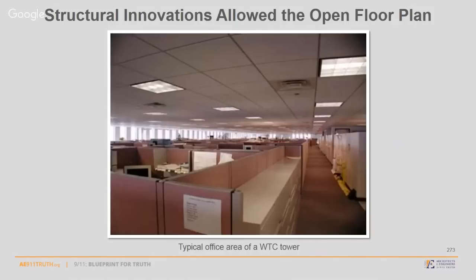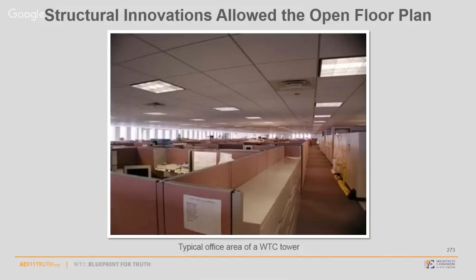Now, it had some drawbacks. As you can see, there's a set of marching columns all around the building. Every 3 feet 4 inches, a 14-inch square steel tube column. The ceilings were relatively low, so it did feel oppressive in that manner.